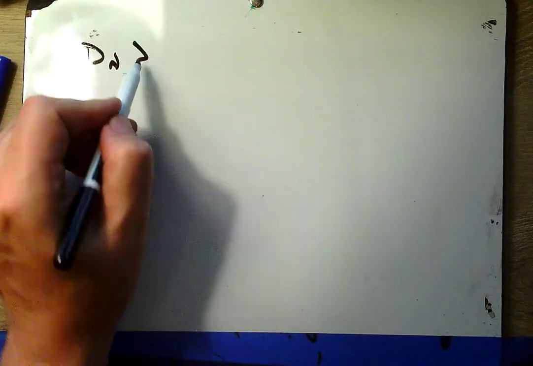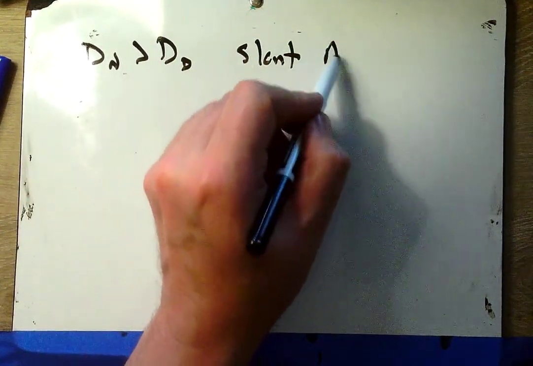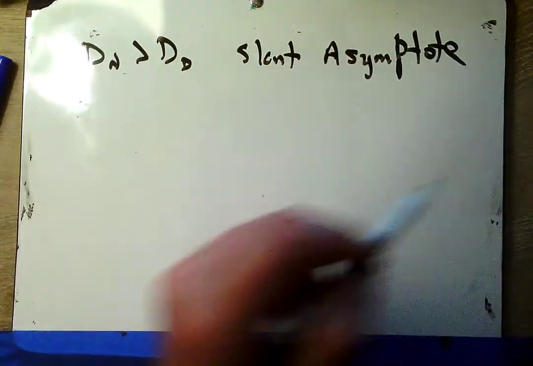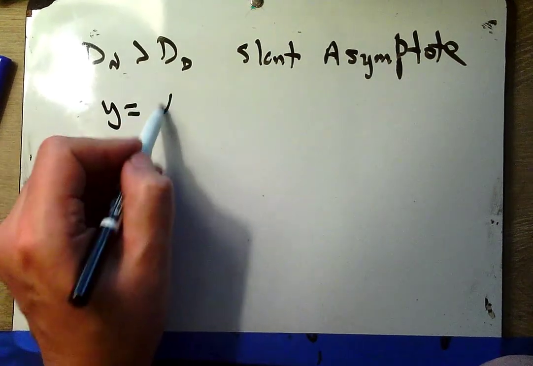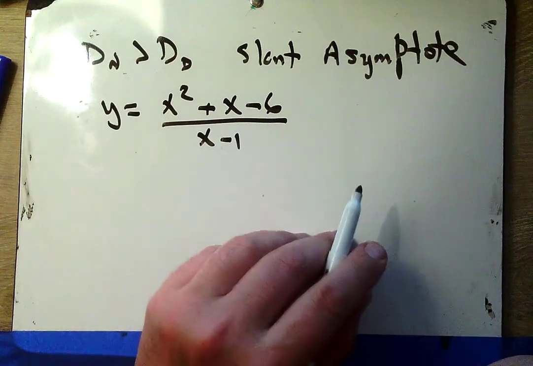So let's take a look. We said that when the degree of the numerator was bigger than the degree of the denominator, we would have a slant asymptote. And how do we deal with that? Well, let's take a look at this one. Y equals x squared plus x minus 6 over x minus 1.